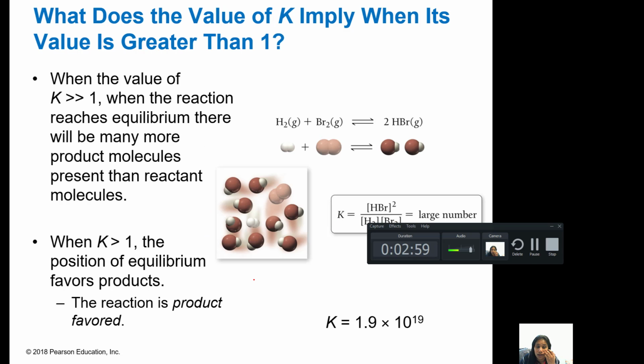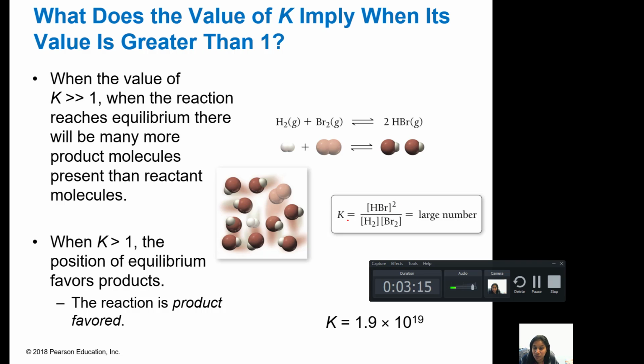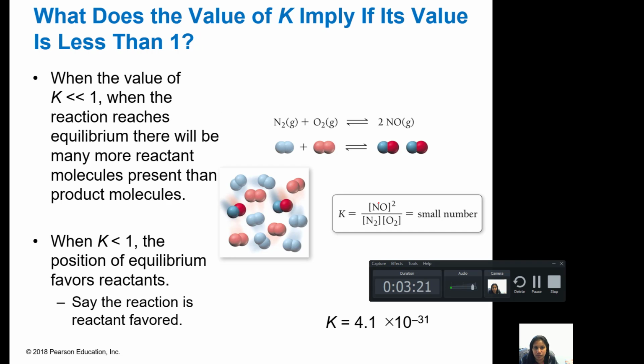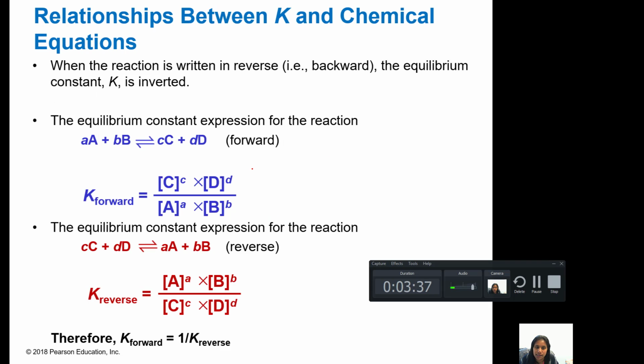By looking at the K value: a higher K means more towards the products, and a smaller K means more towards the reactants. In this particular case, K is a very large number, above 1, which means you have more HBr forming in the reaction. If K is smaller than 1, when the reaction reaches equilibrium there will be many more reactants. So this is how you write it.